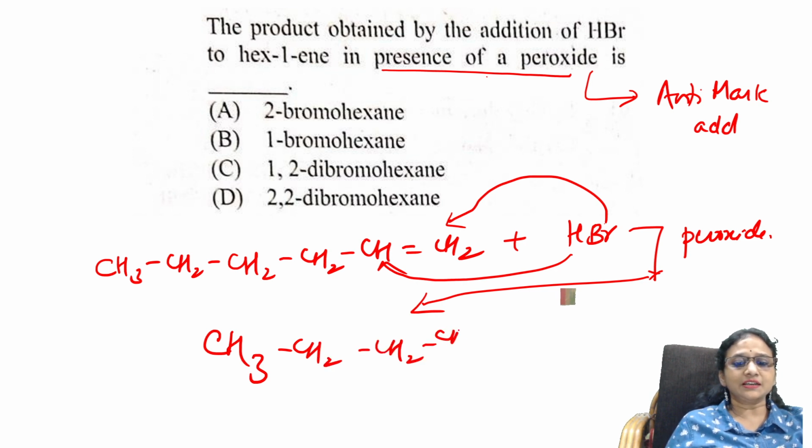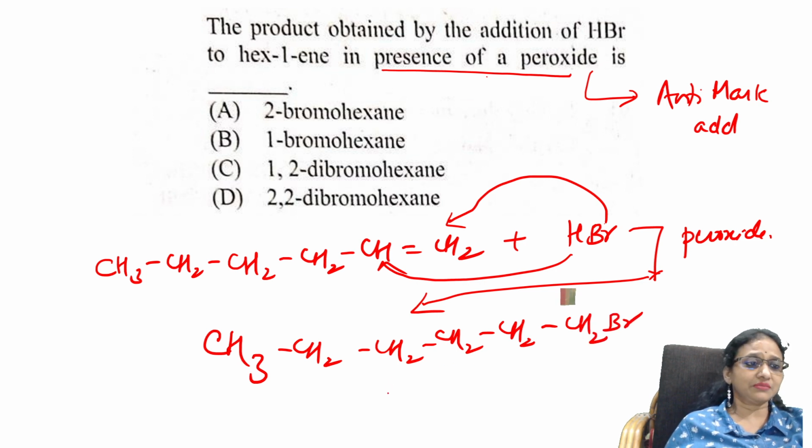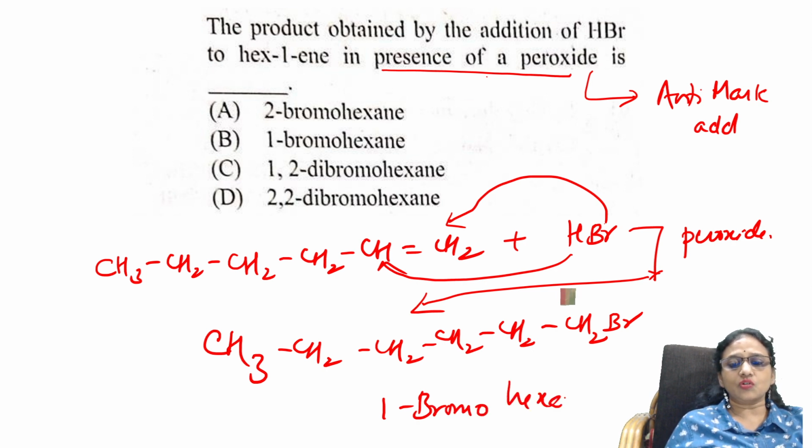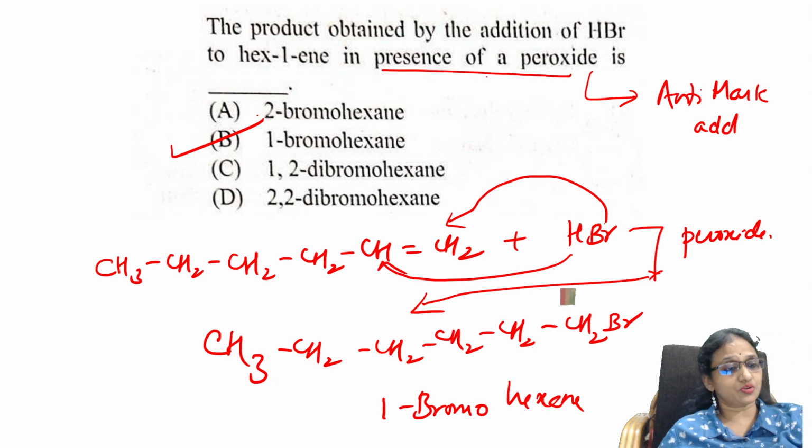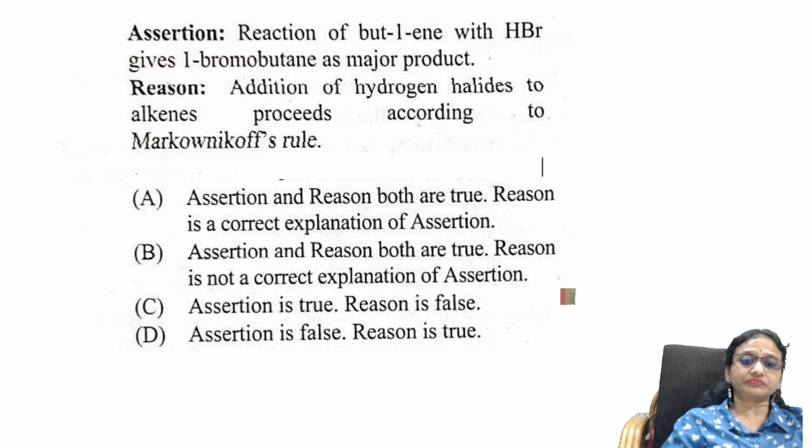So I'll be getting, always remember students, it is easy. Once you learn the concept, easy. So the product is nothing but 1-bromohexane, right? So always in anti-Markovnikov addition, one product is important. Let us see the next question.